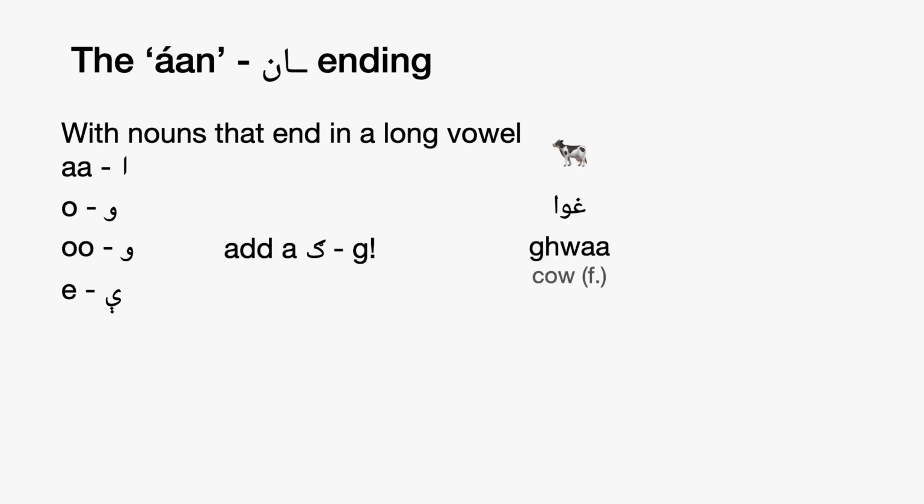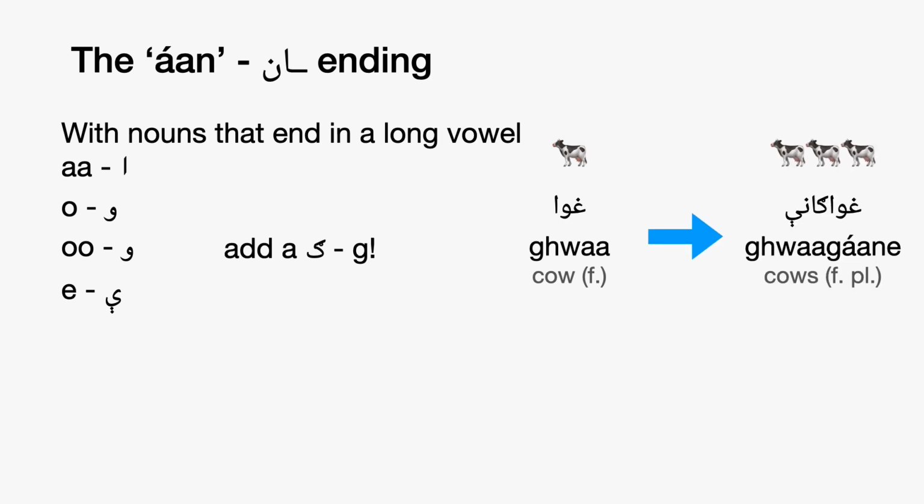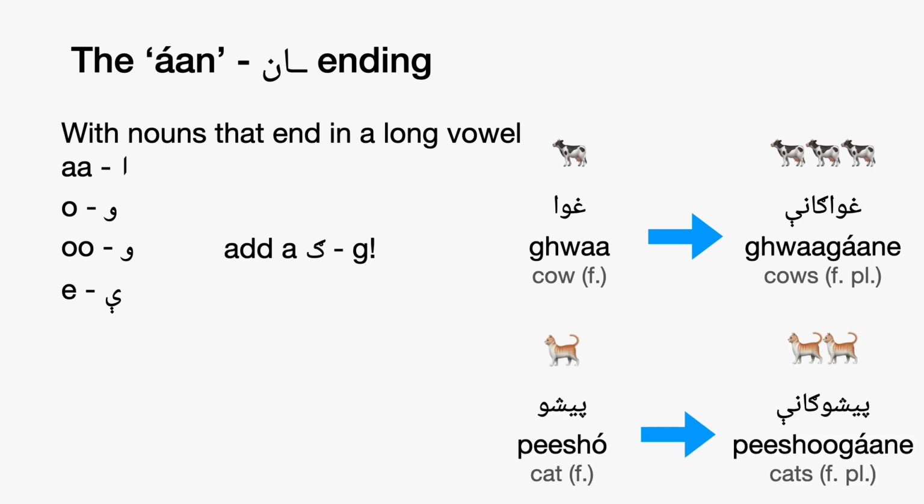Also with feminine nouns this works. So roi, then if we add the ani ending for feminine, roigani for cows. Pichot for a cat becomes pichogani.